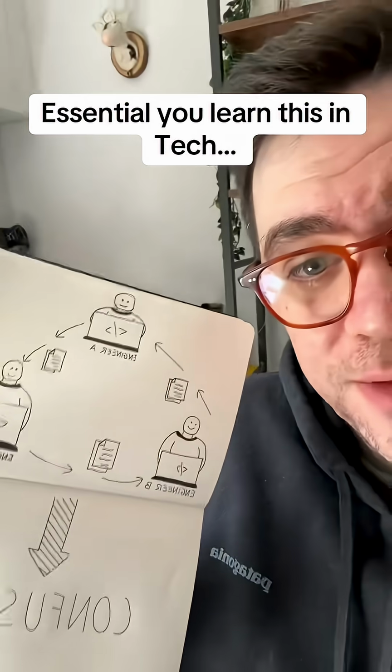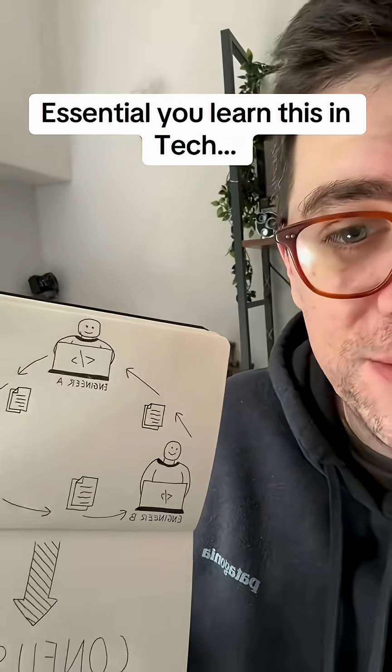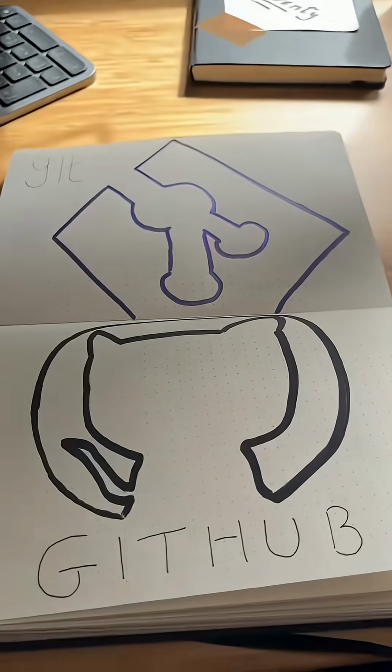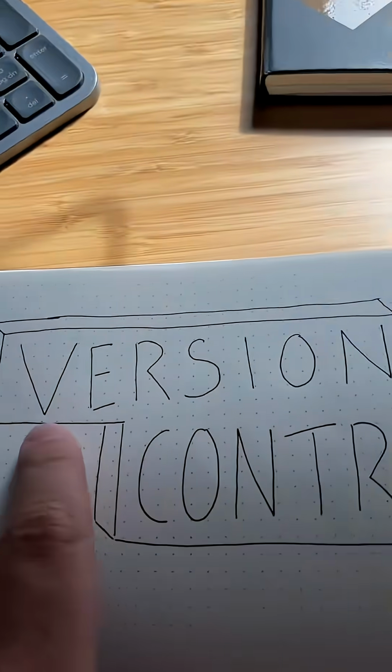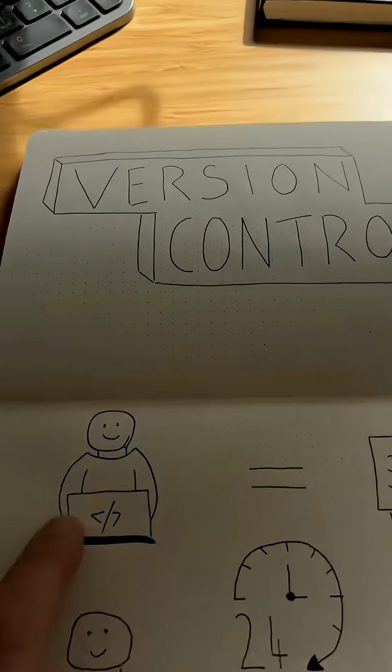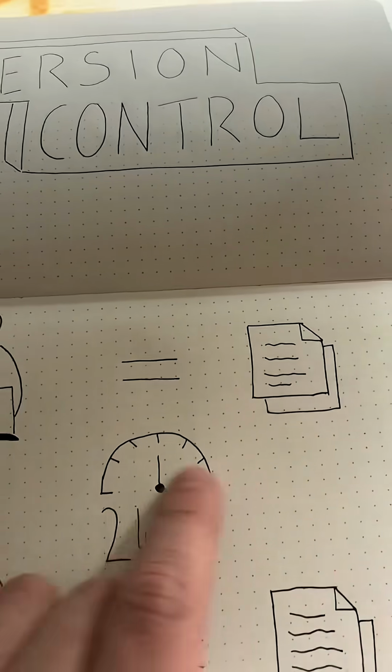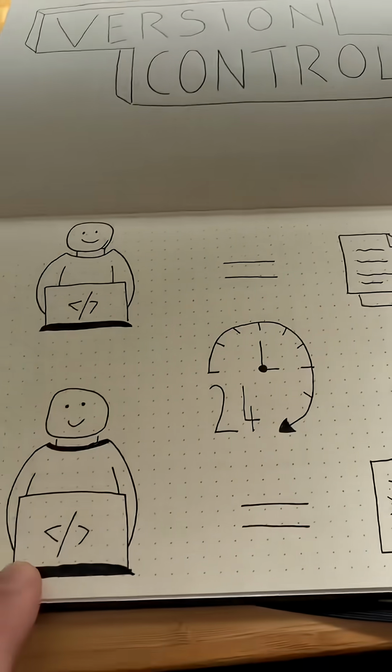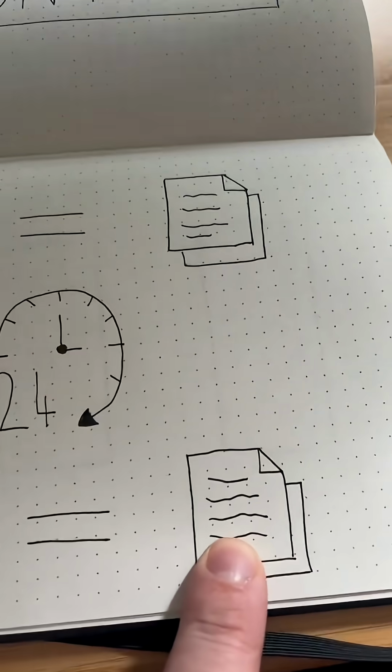The amount of new people that I see in cybersecurity that don't understand this, and it's something you can teach yourself. There is, of course, GitHub and Git. What is Git? Well, it's a version control system. So at the moment, you're at home working on a project. You log off, 24 hours pass, you log back on, and that project is the exact same.